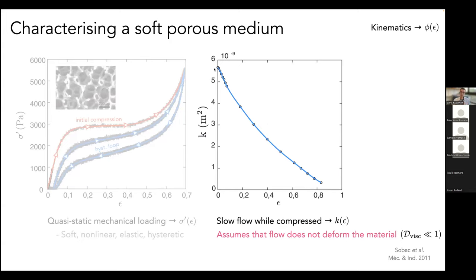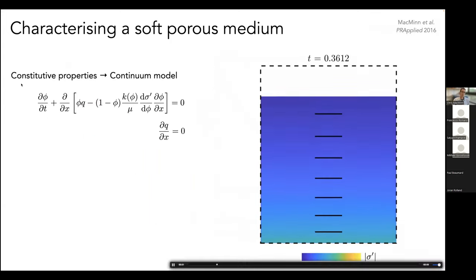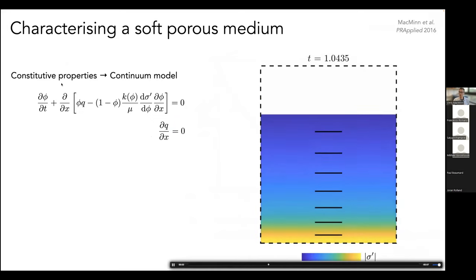And so that means these are essentially the permeability at different uniform states of strain. And that gives me a nice permeability curve, which I can then apply to any chunk of the material. And with that, I have everything that I need to write down a continuum model. So I've got a stress strain curve, I've got a permeability curve. This is what a standard continuum model would look like for this problem.